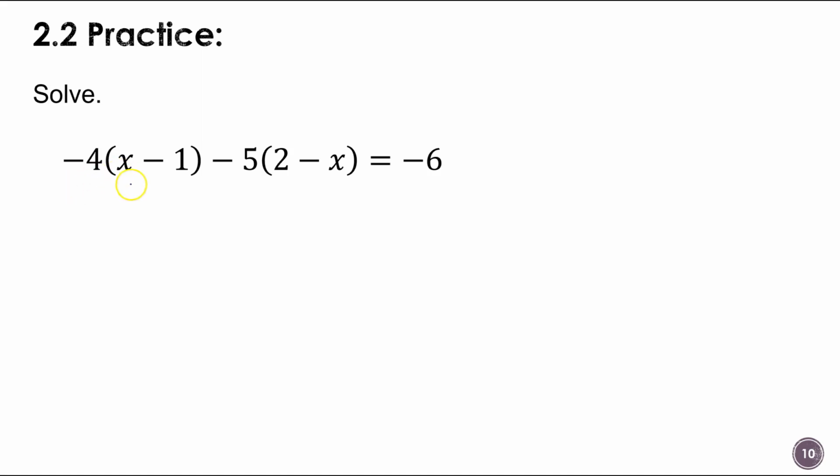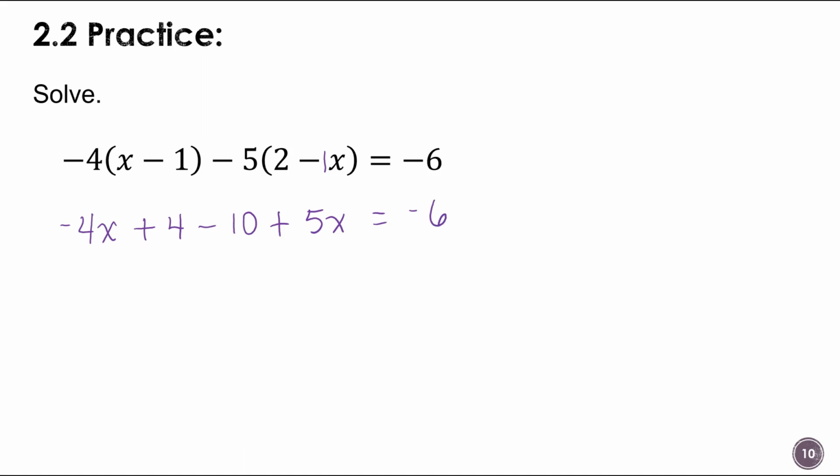So I'm going to take negative 4 times x, which is negative 4x. Negative 4 times negative 1 is a positive 4. Negative 5 times 2 would be negative 10. Negative 5 times negative 1x would be a positive 5x, and then that was equal to negative 6.